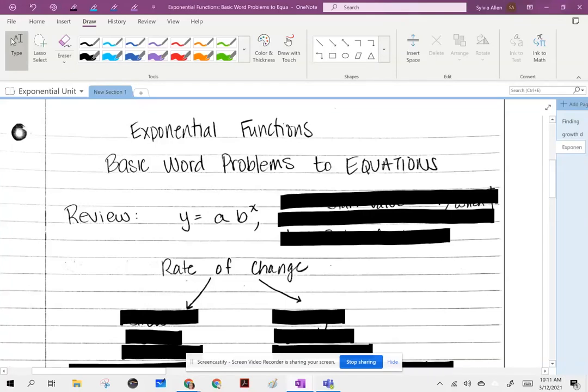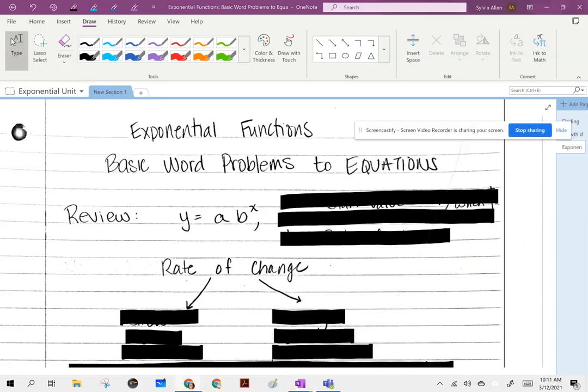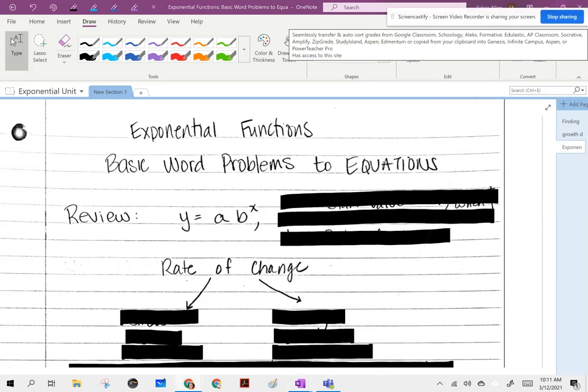All right, so these notes are going to be basic word problems that we have to change into an equation and then evaluate. So make sure that you're taking detailed notes, and then you will submit the notes as a PDF to Google Classroom. So let's start off by reviewing.